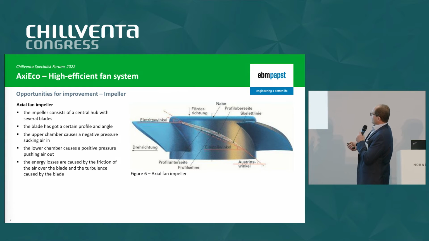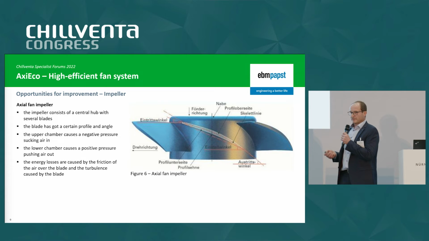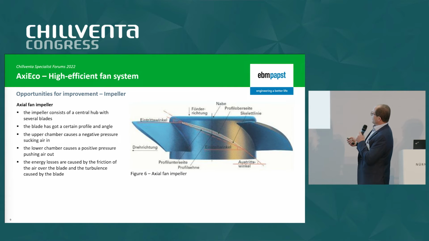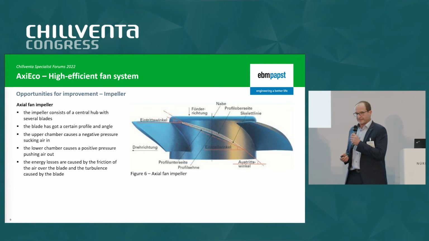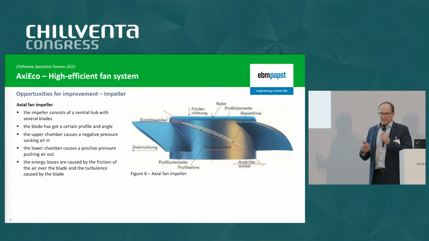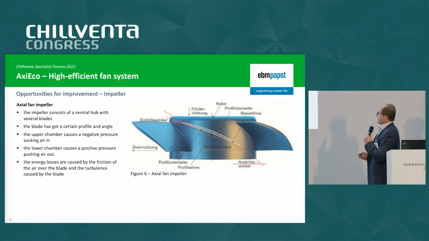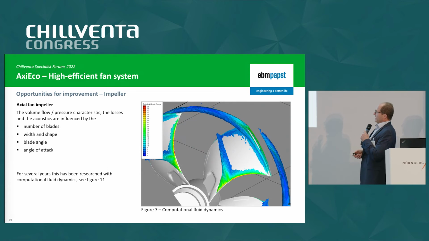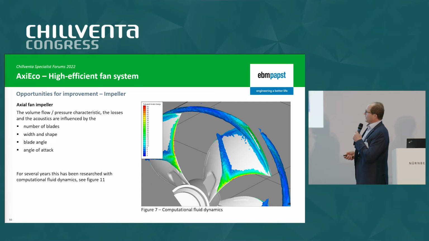And the target needs to be to reduce the air friction, which goes along the blade, which is caused by the blades, and also to reduce the turbulences which are caused by the blade itself. That's a physical effect, and these are the areas of improvement we have here. So what else can we do on the aerodynamic system? Let's have a deeper look into the impeller.